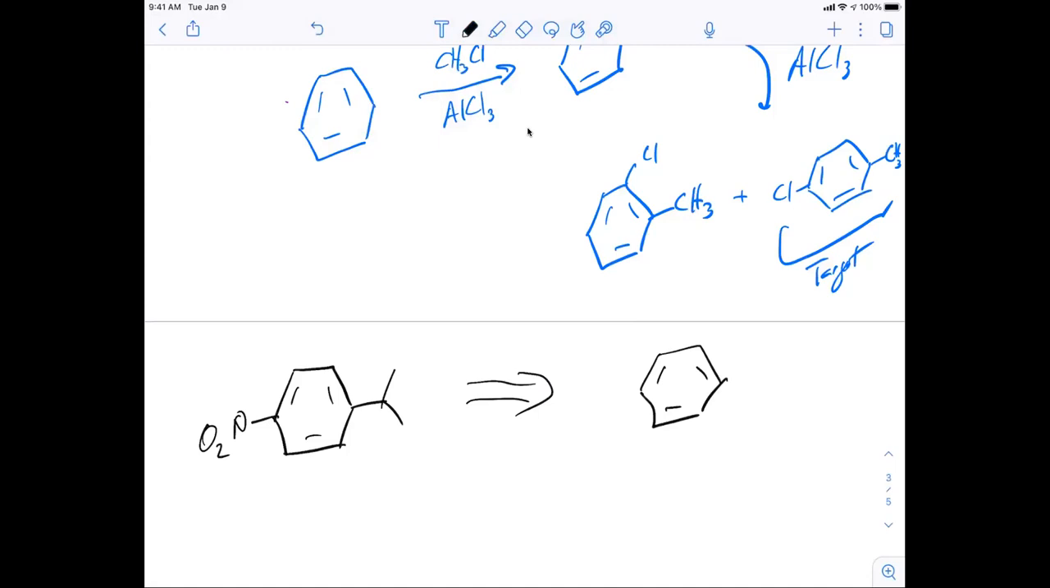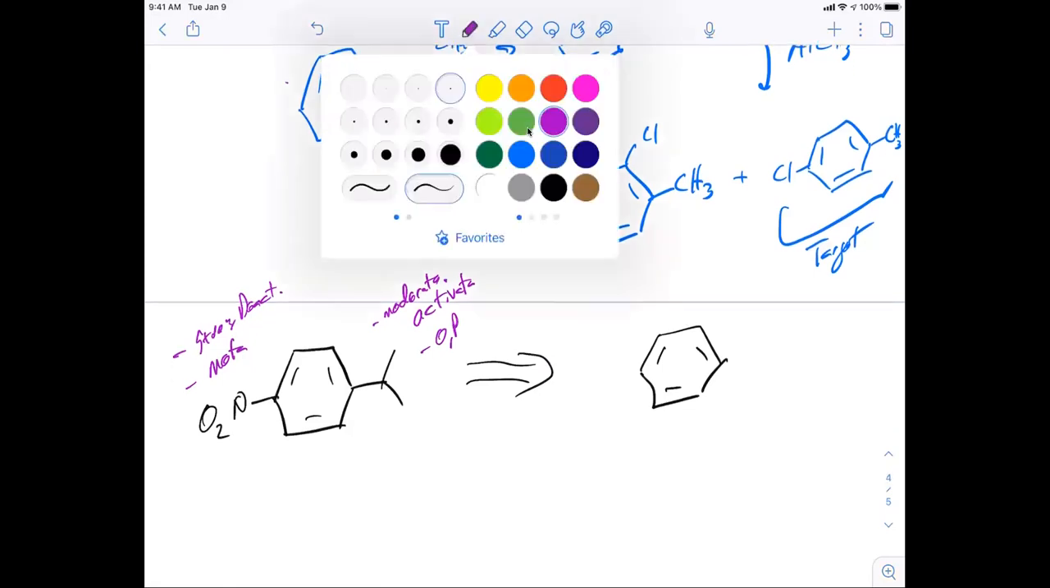Okay, so if we look at this one, make some notes, right? We know that a meta-director is a strong deactivator, right? And it is a meta-director, so nitro is a meta. This is an alkyl group. An alkyl group is a moderate activator. And the more you write this stuff down, right, the better you're going to learn it. And that's going to be an ortho-para director, right? All of our activators are ortho-para directors. And our product is what?